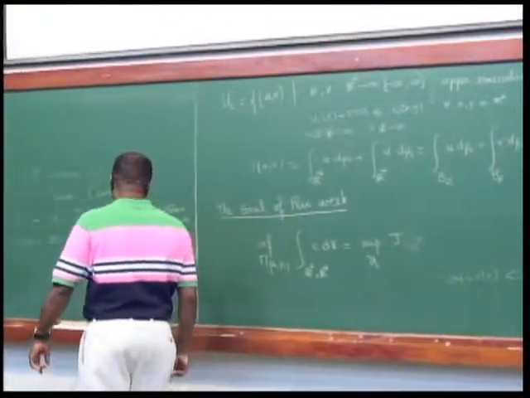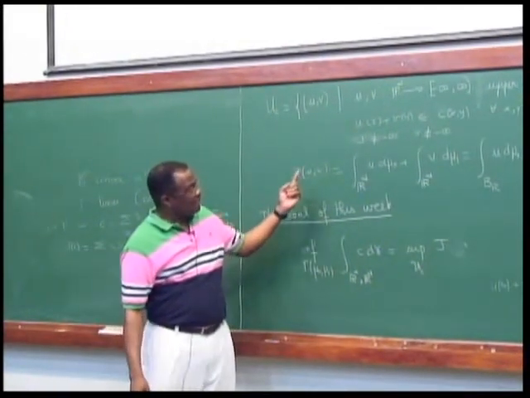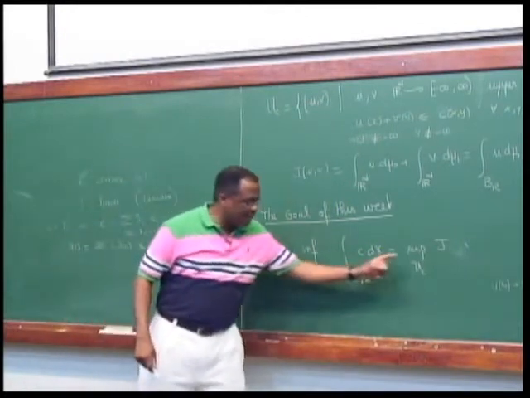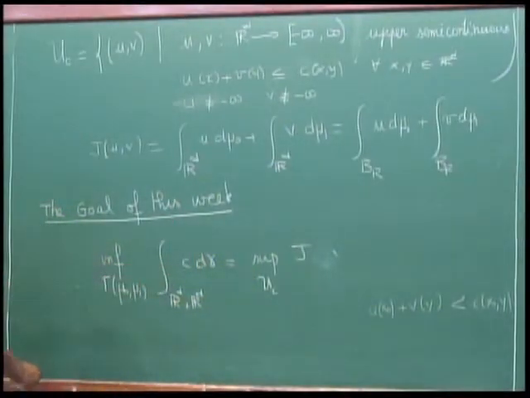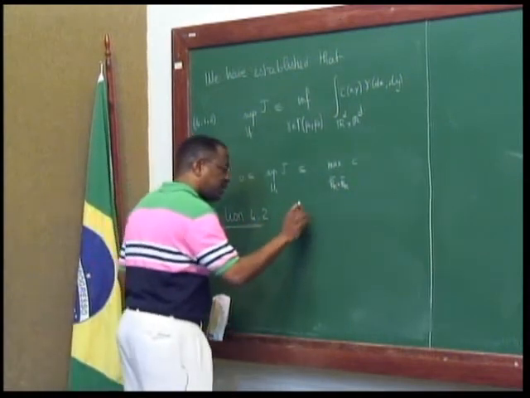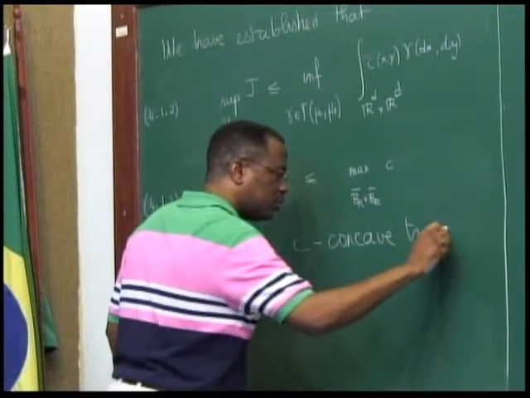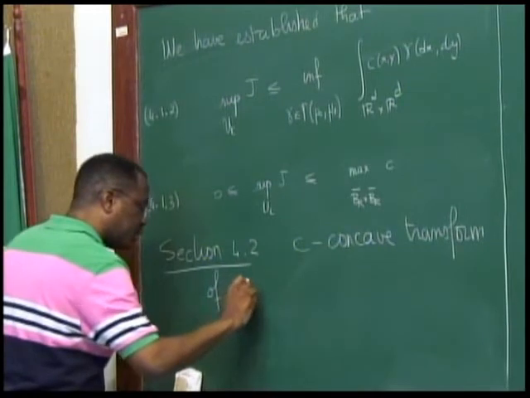That suggests that when I am maximizing my functional, I have to look for u and v which are on the boundary of UC. It makes it natural to define the following transform. So section 4.2, C-concave transform of a functional.